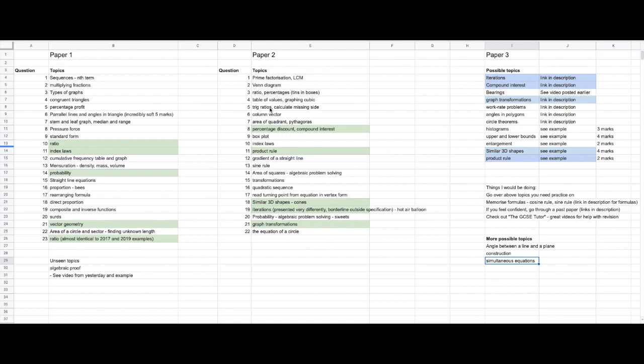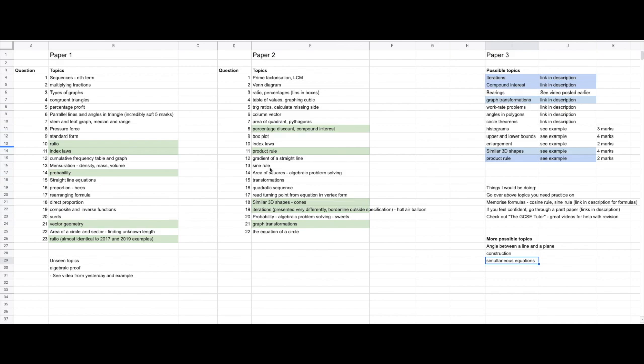Question 5 was on trig ratios, calculating the missing side of a triangle. 6 was a column vector question. 7 was finding the area of a quarter of a circle using Pythagoras. 8 was a percentage discount question, and then part B was a compound interest question. There was a box plot question, index laws, more index laws, a product rule question, finding the gradient of a straight line. There was a question on the sine rule.